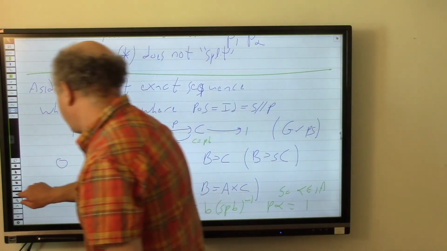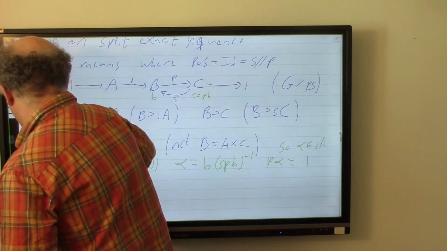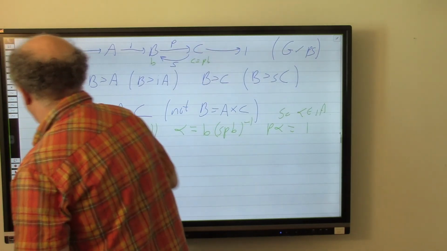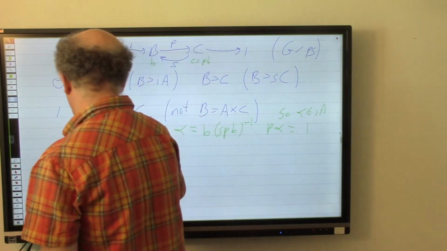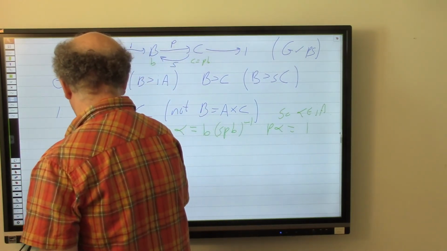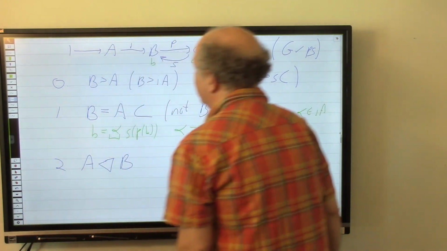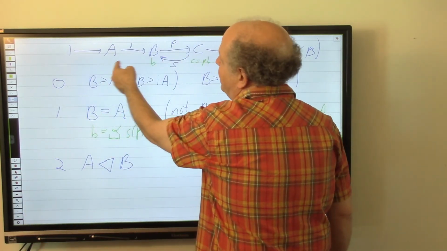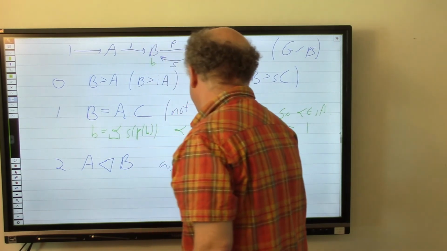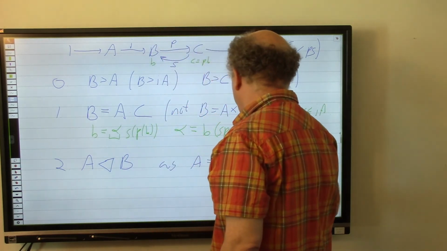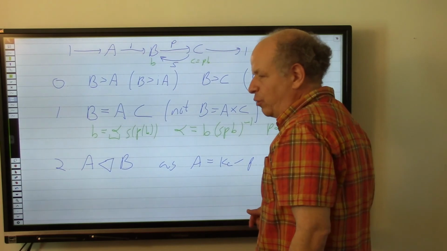Okay? I'm almost out of time. I will go another minute. I'm sorry. So the next property is that A is a normal subgroup of B, but that's obvious because A is the kernel of a map, right? A is really the kernel of P, and kernels are always normal.